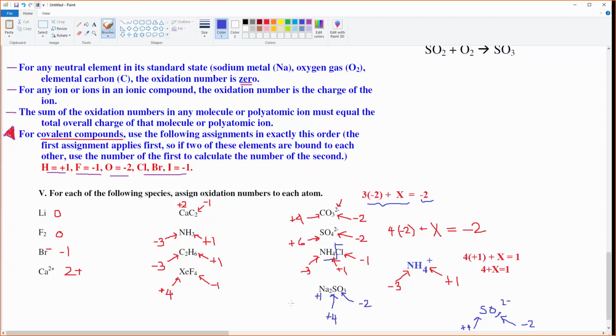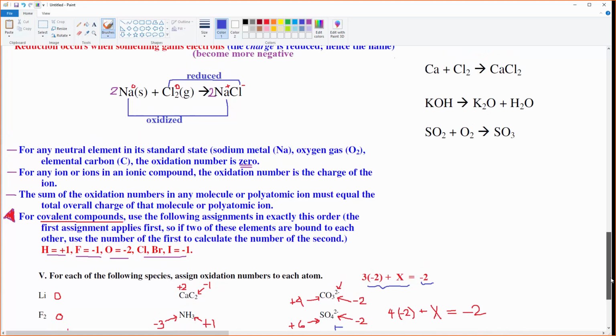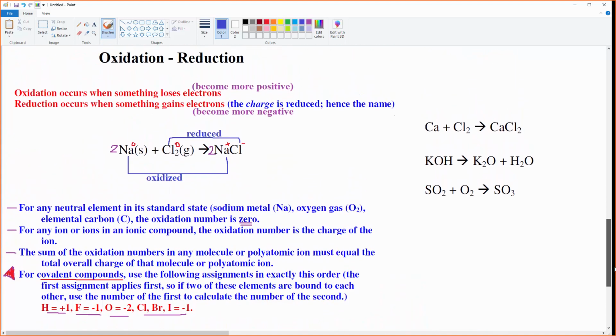Okay, so now that we've done individual atoms inside of molecules, just to assign oxidation numbers, this is the hard part. The rest of it is relatively easy. If we can assign individual ones, then I just look at what changes and tell what gets oxidized, what gets reduced. So let's do this with the formation of calcium chloride here.